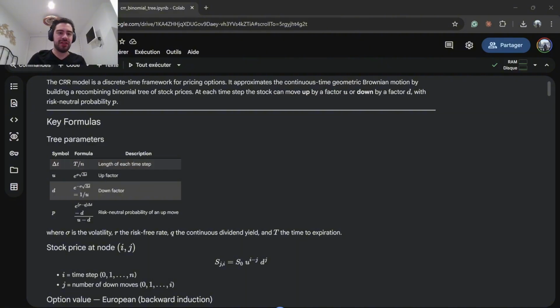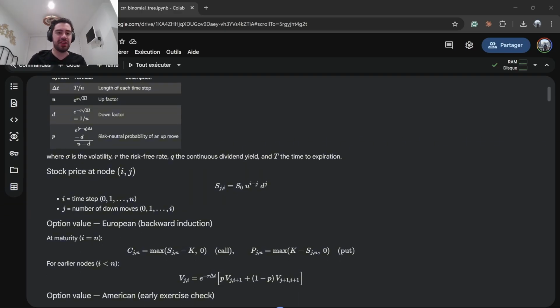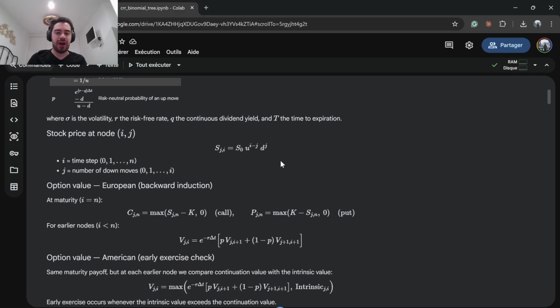Well, we have the delta t, which is the length of each time step, and up and down factors, which depend on the delta t and the implied volatility. And a risk neutral probability that depends also on the risk-free rate and the dividend yield, very similar to the geometric Brownian motion formula, the same variables. And basically, how are we going to model it?